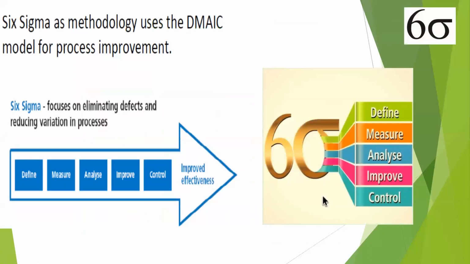As a methodology, it uses the DMAIC, commonly used. DMAIC is a common word for define, measure, analyze, improve, and control. And that focuses on eliminating our defects and reducing the variation in the processes. So it uses DMAIC strategy to improve, to eliminate defects and improve your processes and your effectiveness.